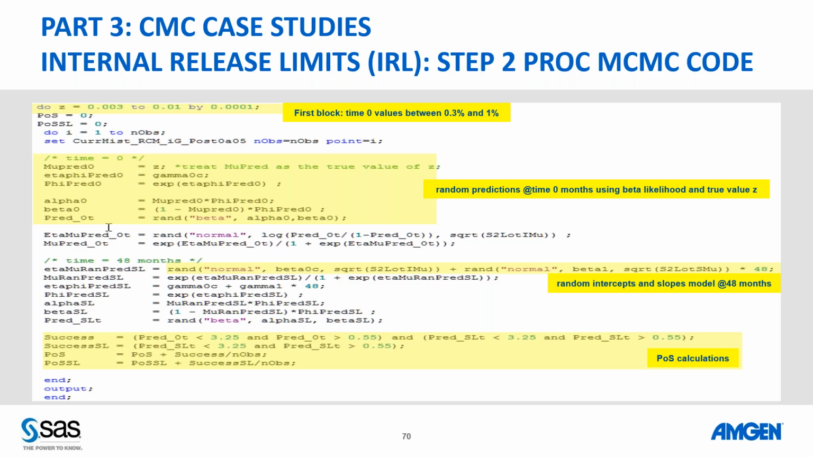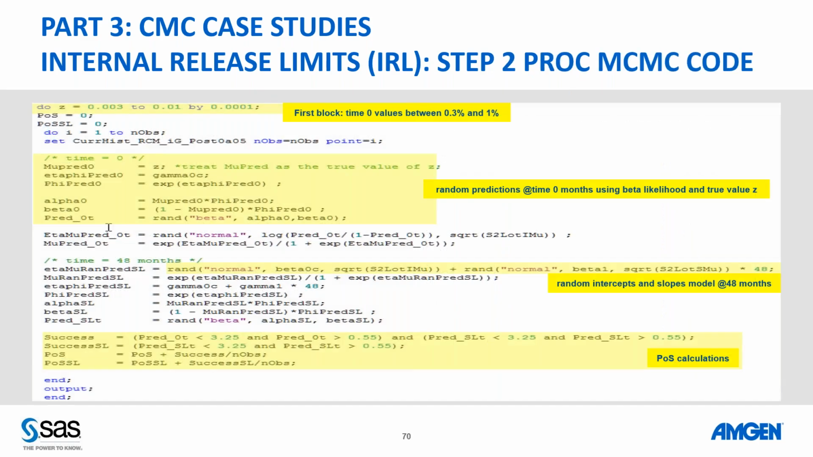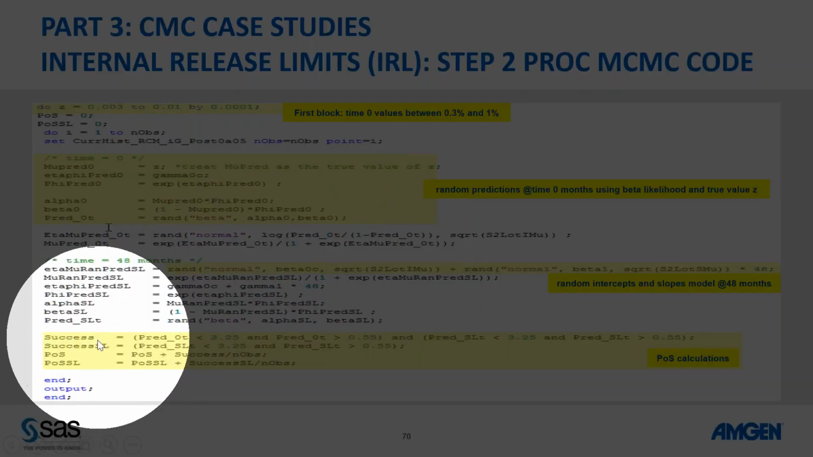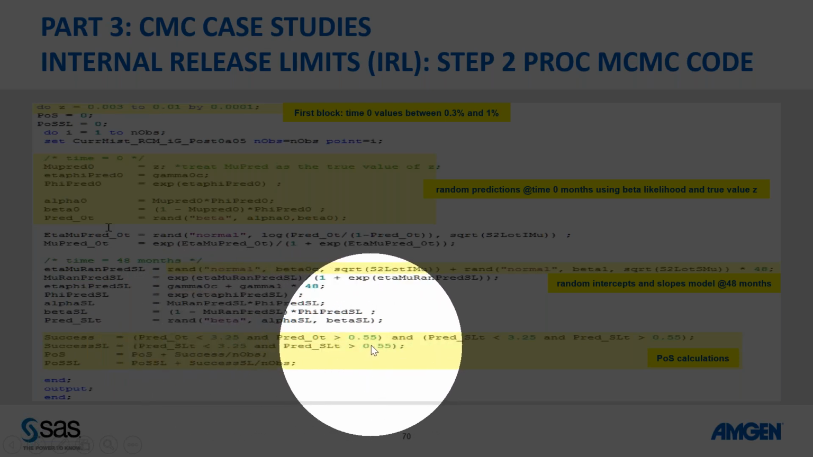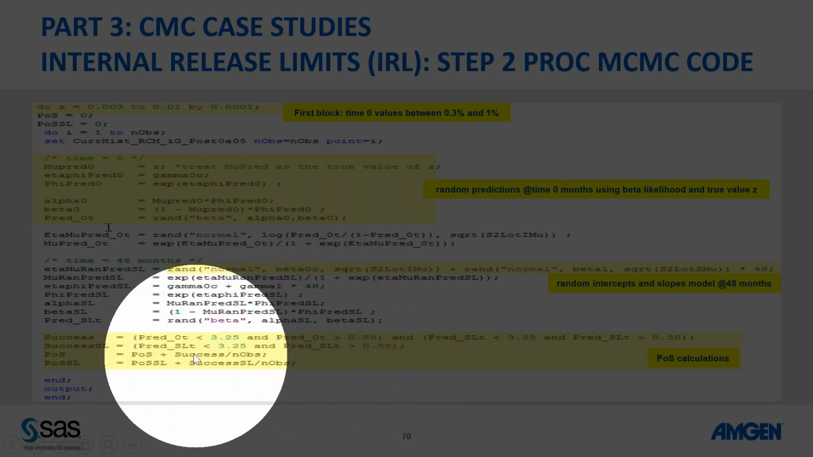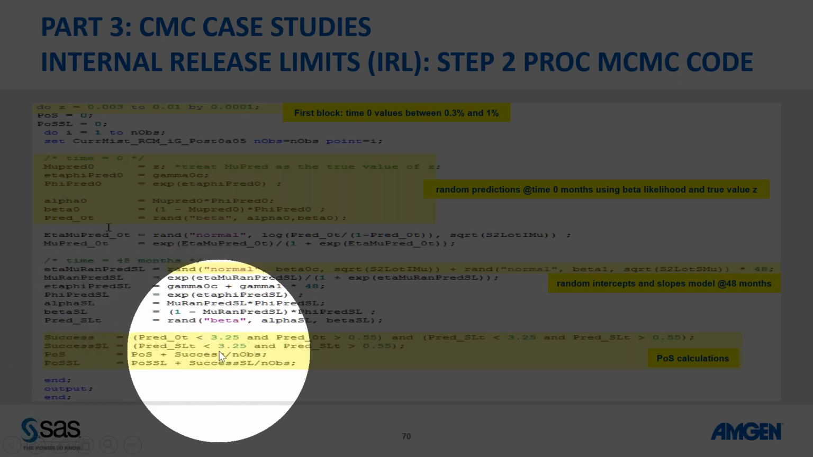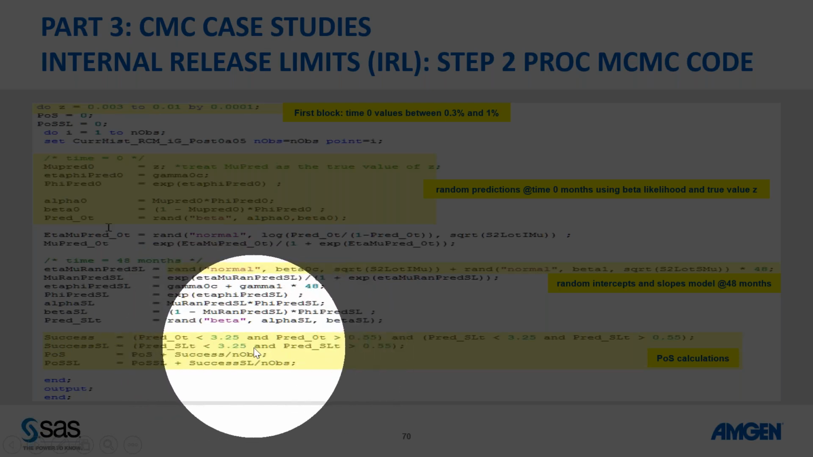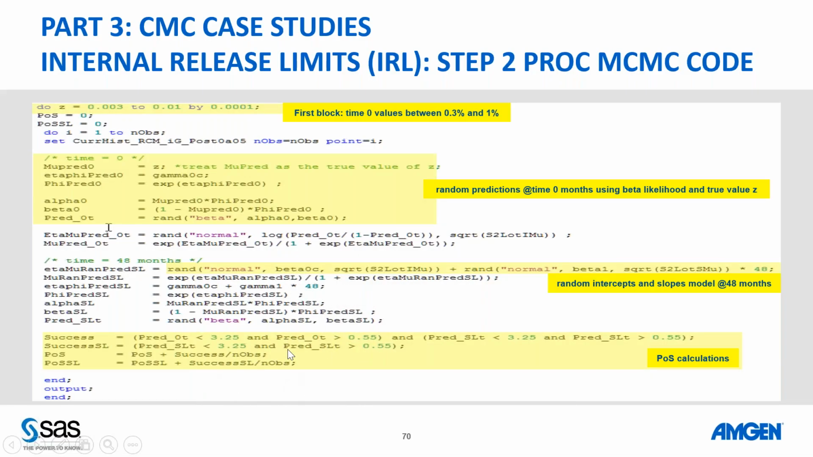But this is the model that we're doing. And the only difference here, let me go back, is that these are the probabilities of success that we define in the POSs. And remember, the 3 1/4 was the upper limit, and the 0.55 is the lower limit. And 0t is time 0, so you do it at time 0. And SL is shelf life. Shelf life for us is 48. So you're computing the probability that it's going to be within the specifications at time 0, then at time 48, and then you're computing the joint probabilities for that.